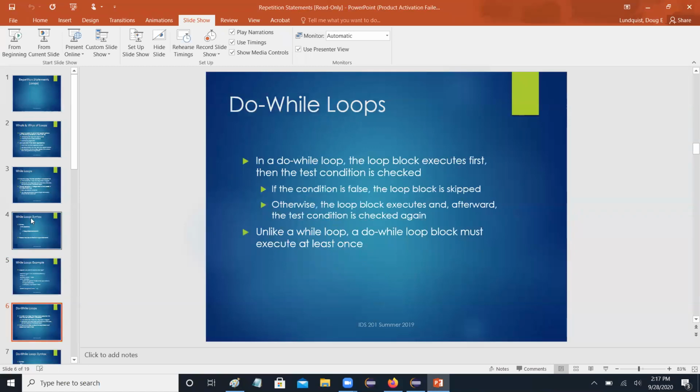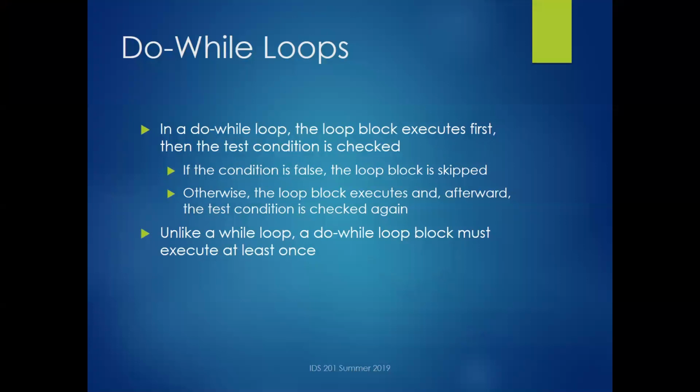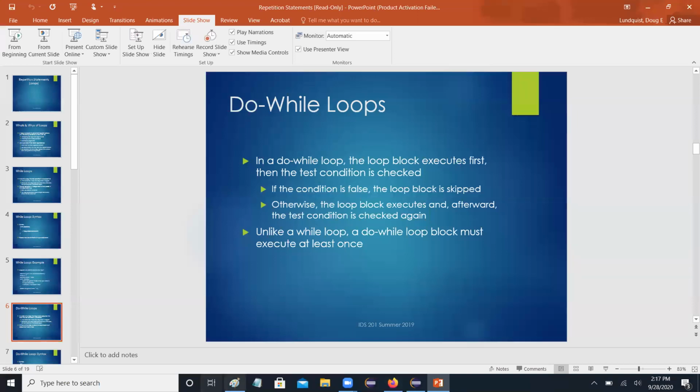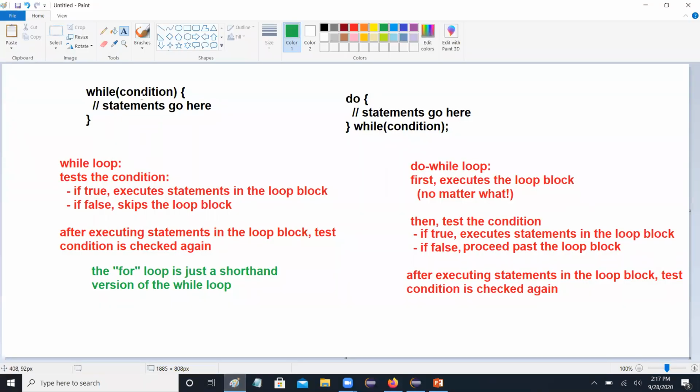So our next part is the do while loop. In a do while loop, the loop block executes first, then the test condition gets checked. And if the condition is false, you skip the loop block. Otherwise, the loop block executes, and then you go back and check the test condition again. So the difference is, unlike a while loop, a do while loop block will always execute at least once. We see that in the basic structure here. In a while loop, if this condition is false, you never go through the loop block. But in a do while statement, you always do the loop block once, and only then do you test the condition to see if you repeat it.